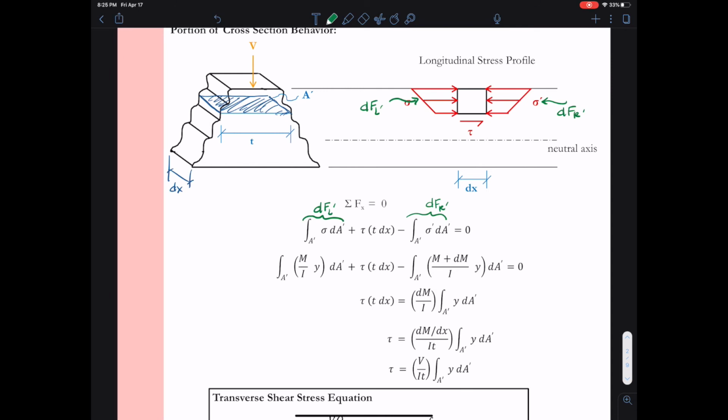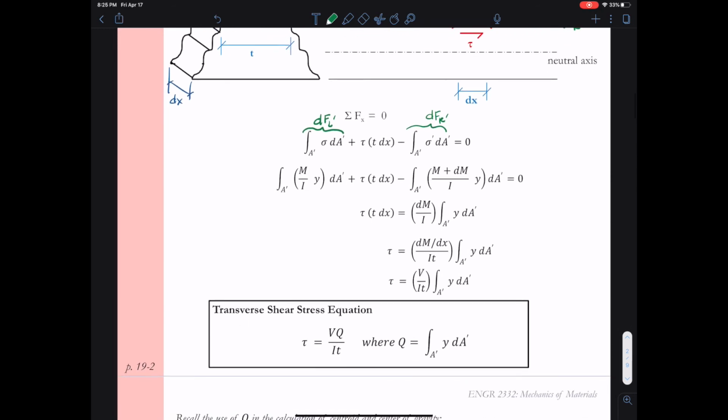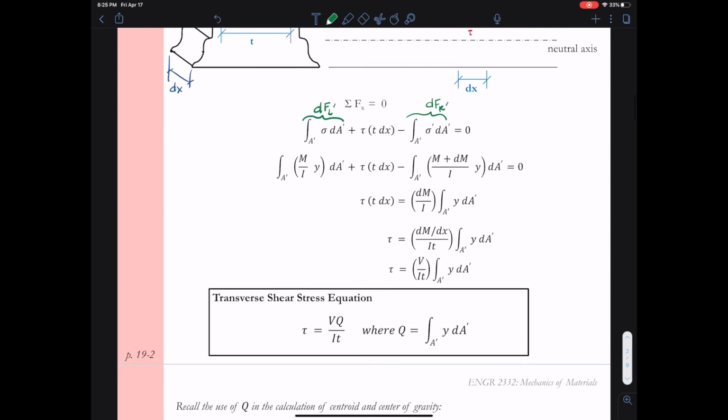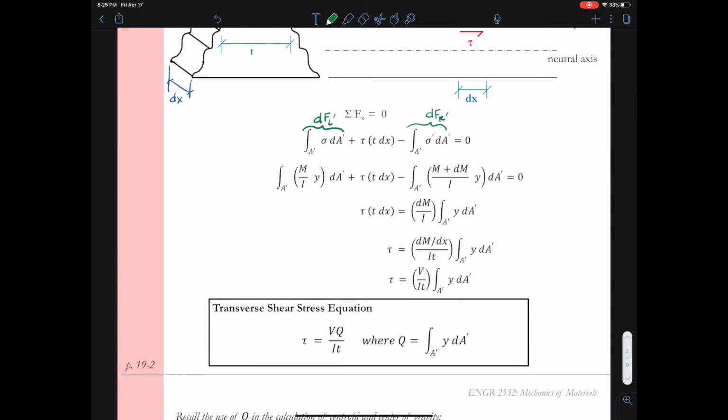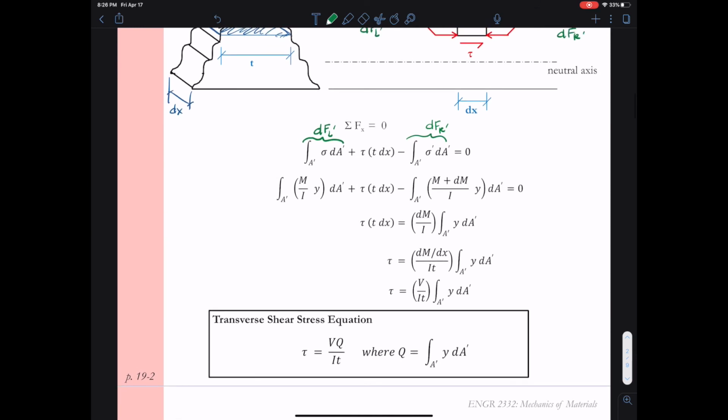All right, so now we need to substitute some variables. We can substitute My over I for sigma. We go through and start doing some of the integrals, right? We can pull out some of our constants and bring some of the things over to the other side. We'll have some things cancel. We eventually get down to tau equals dM/dx over It times the integral over the area of y dA prime. All right, so then dM/dx, we know that the derivative of the moment with respect to x is really the shear. So that gives us now tau equals V over It.